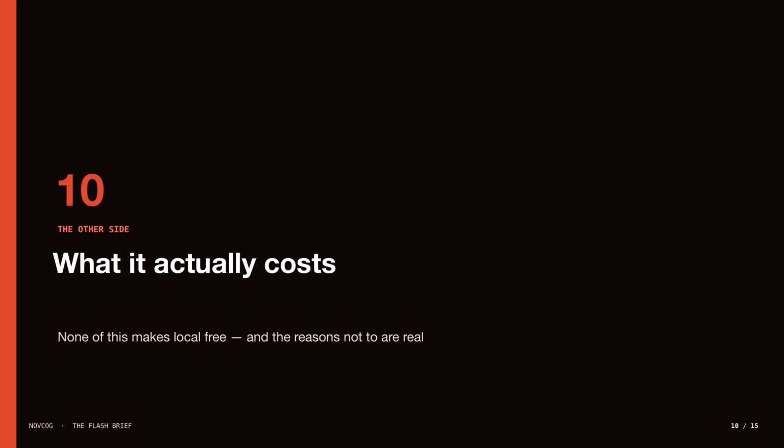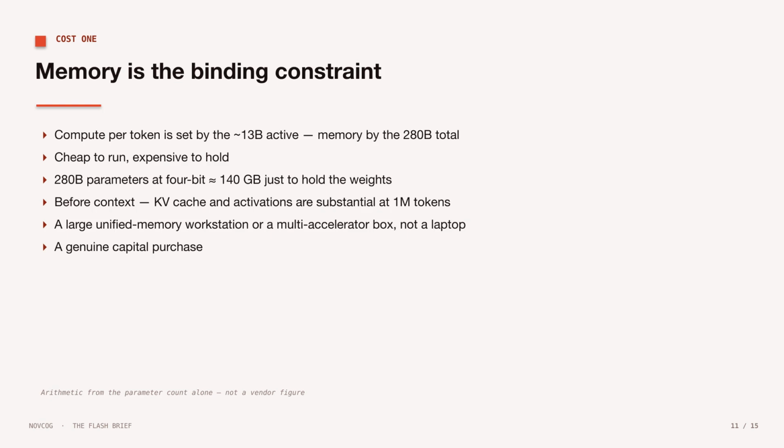None of this makes running a model locally free, and the reasons not to are real. There are three. The first is decisive for most people. Memory is the binding constraint. Remember that asymmetry, cheap to run, expensive to hold.